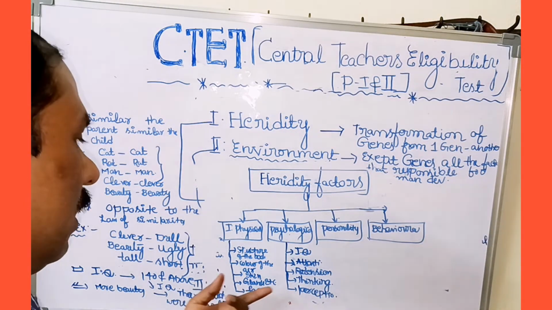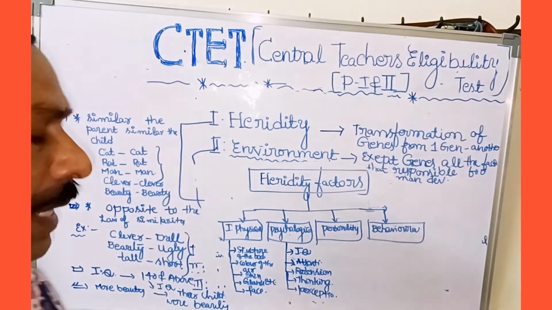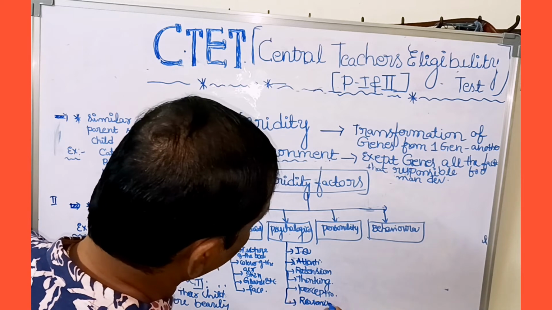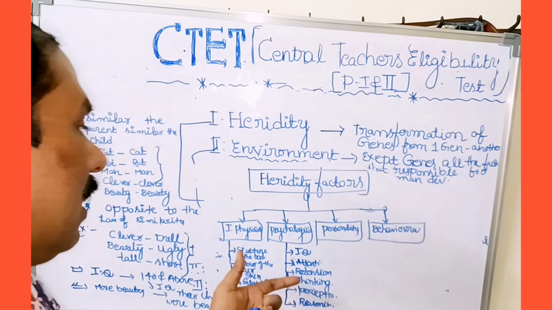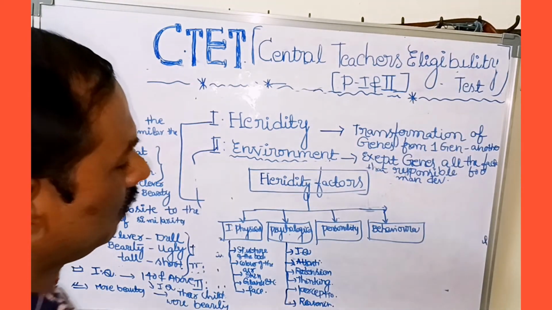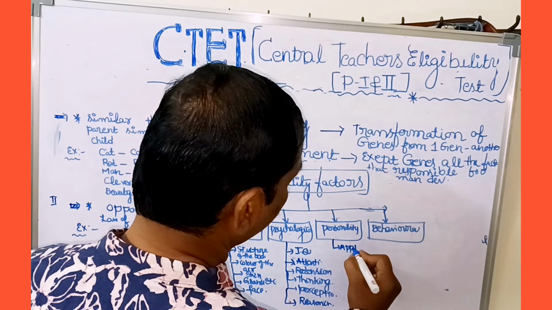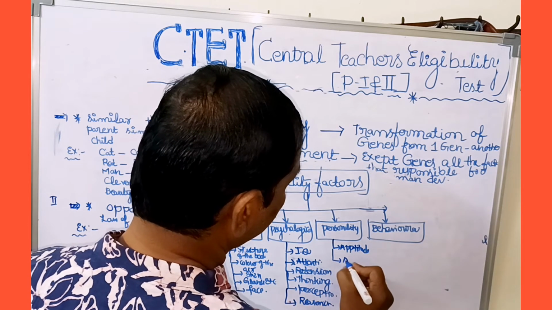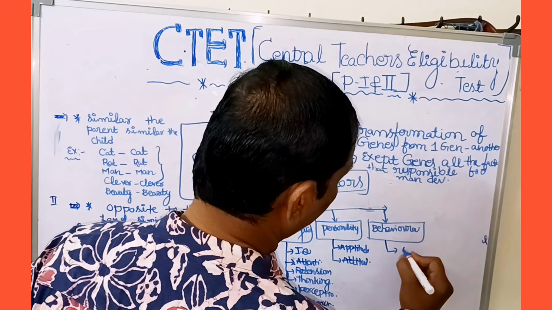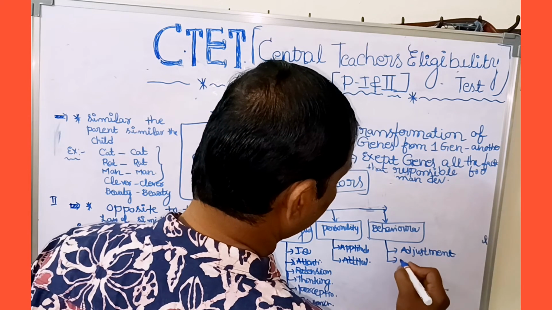Like that, certain factors are there. And the psychological factors: intelligence quotient, and also attention, retention, thinking, reasoning, imagination, reasoning. These are the psychological factors that come under the heredity factors. Psychological factors are the main important factors, and personality factors are also there: aptitude, attitude, and behavioristic factors, adjustment, the way they behave.